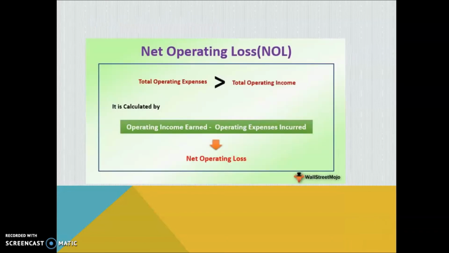Okay, so this diagram illustrates how the net operating loss occurs. When the total operating expenses are more than the total operating income, it is calculated by operating income earned minus operating expense incurred, and we get net operating loss.